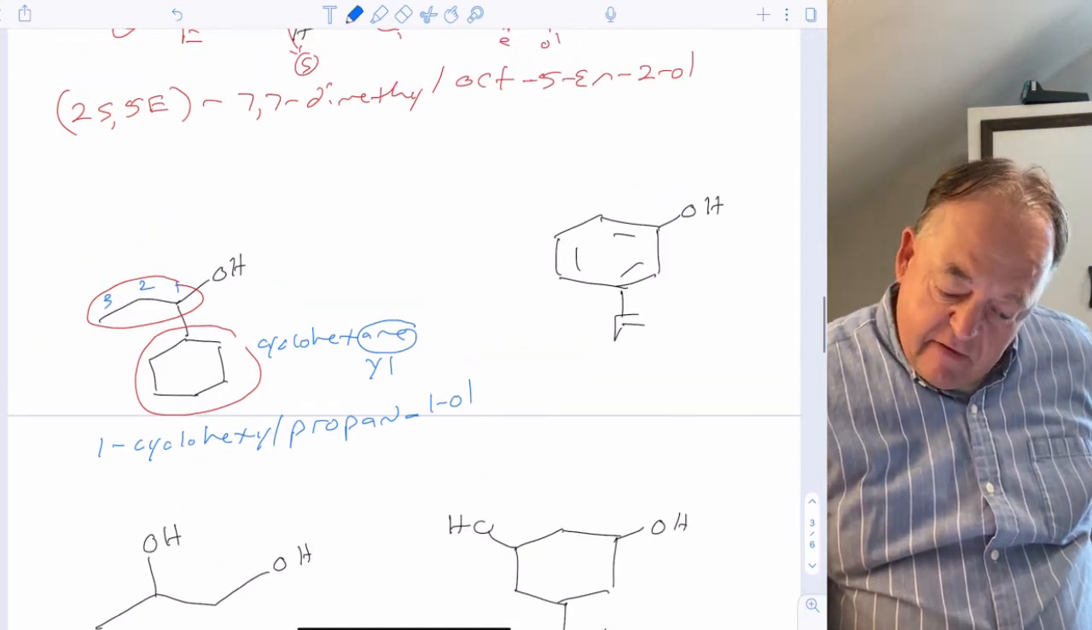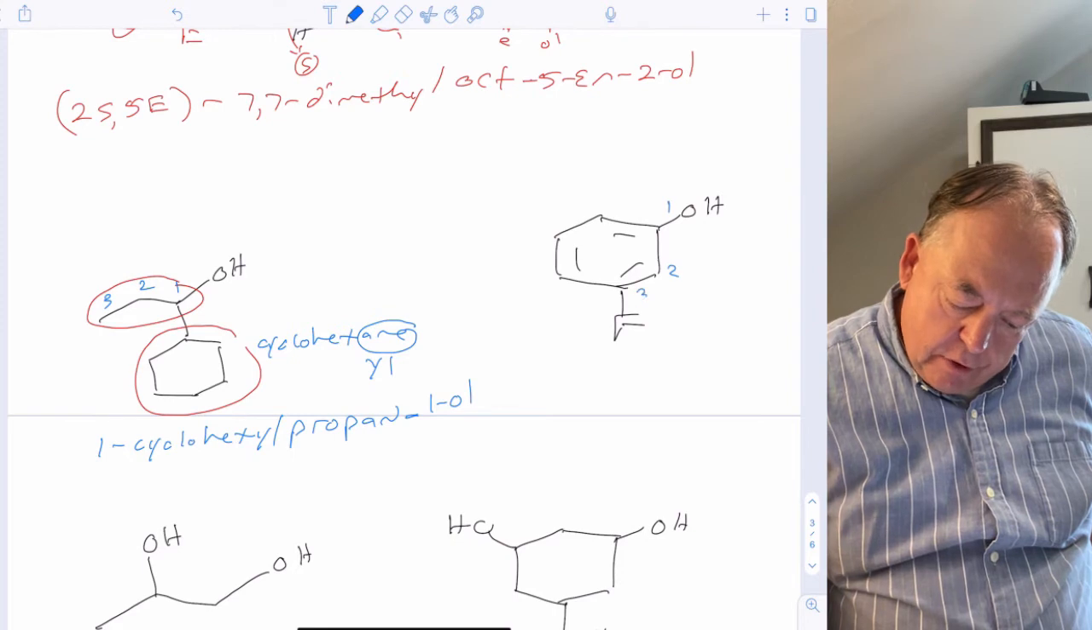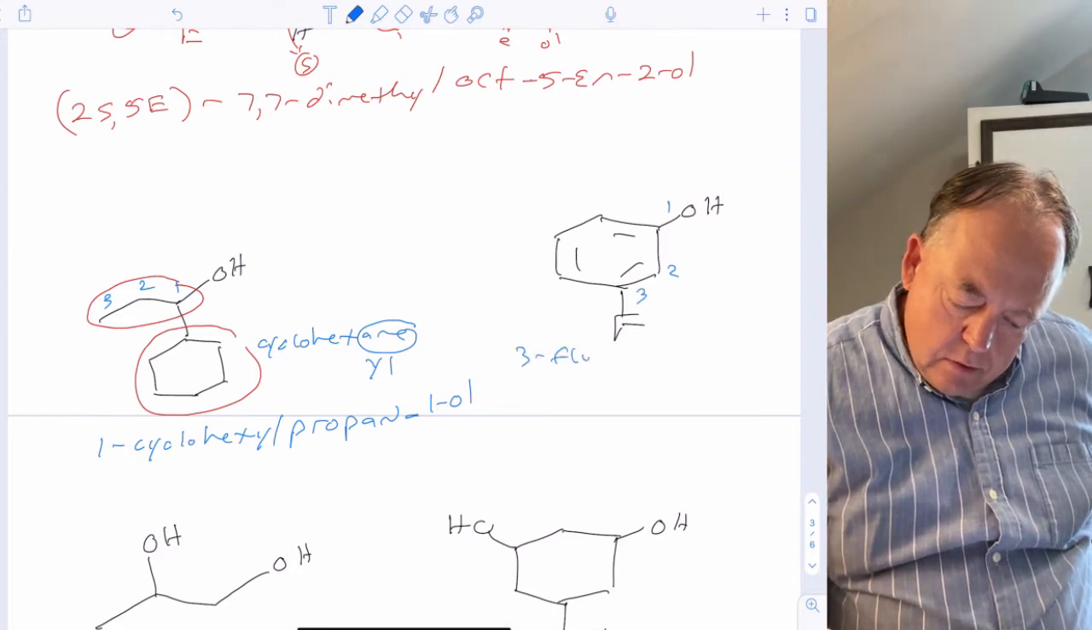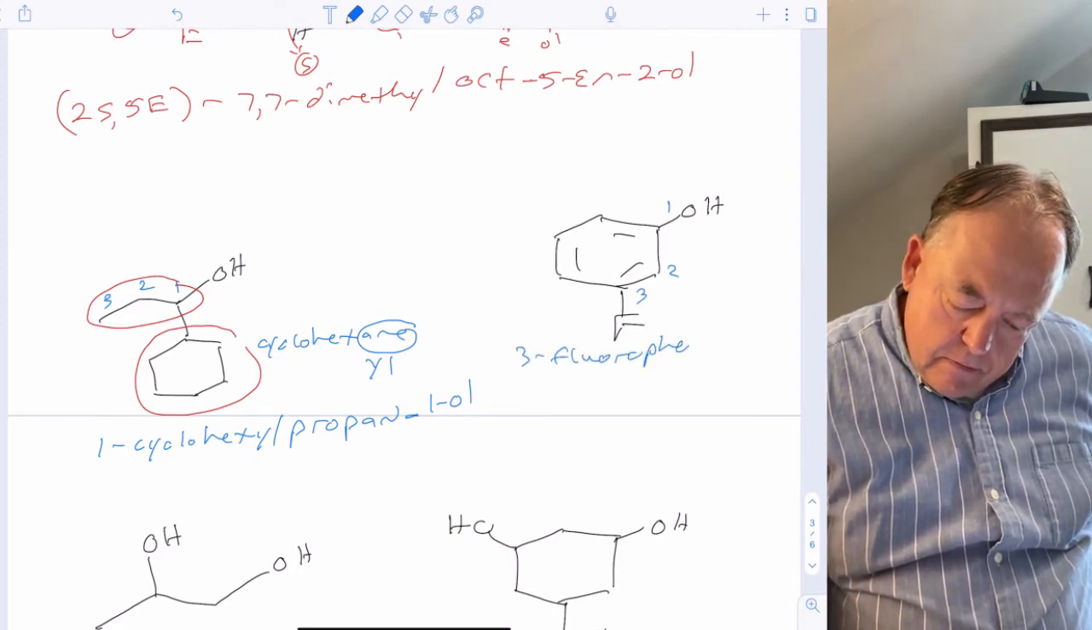And here, you have a phenol, and that's carbon 1, 2, 3. So this would be 3-fluorophenol.